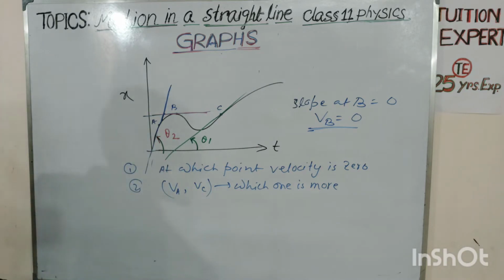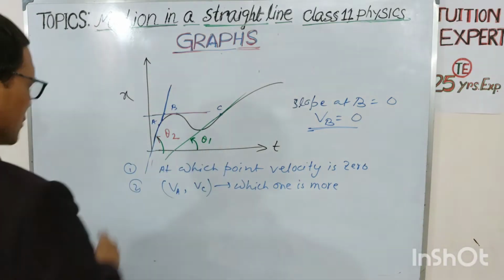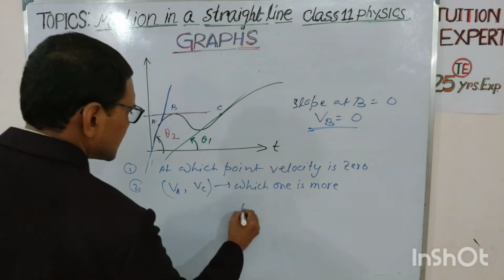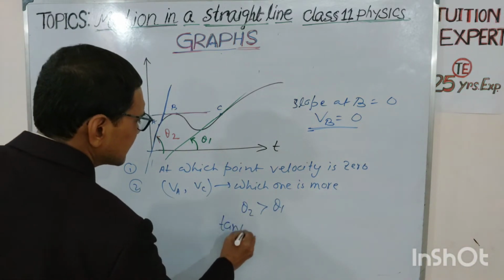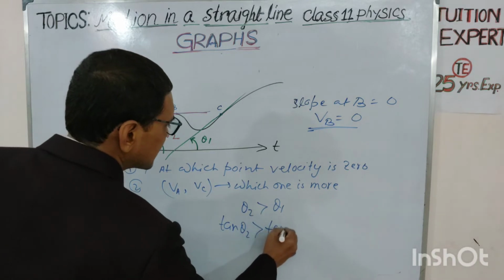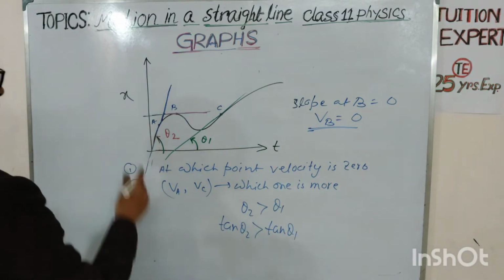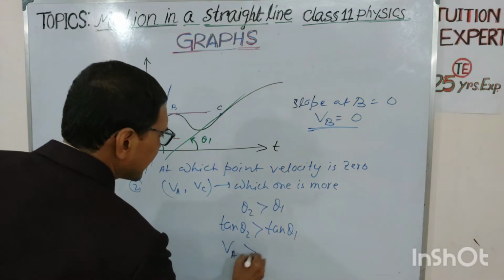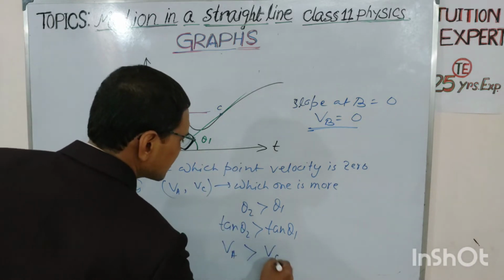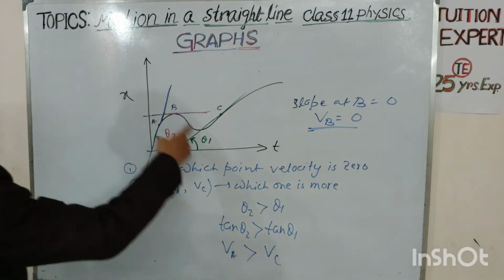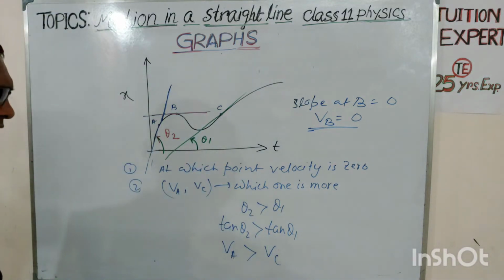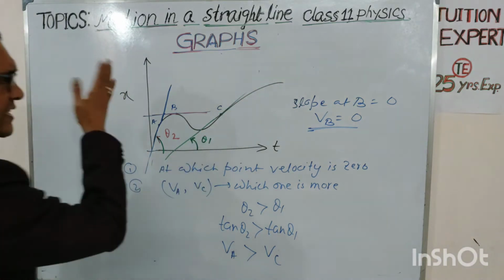Now from the graph you understand which angle is more. Obviously theta 2 is greater than theta 1. Now tan theta 2 is greater than tan theta 1. Tan theta 2 means velocity at A and tan theta 1 means velocity at C. So from the graph we know that velocity at A is greater than velocity at C. So for a curve, to measure the velocity at any point, we have to draw the tangent at that point.